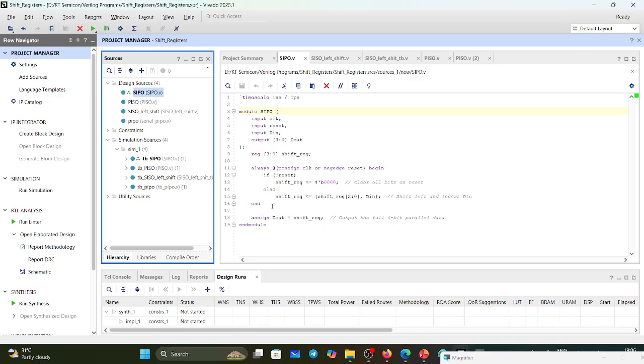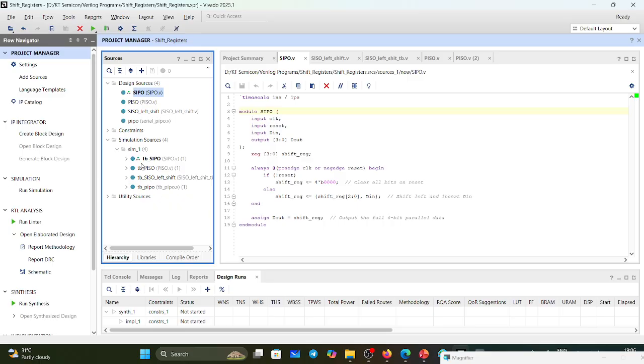After that, you need to use a continuous assignment statement, assign. So where you are getting the parallel out: you are inserting the data serially, and 4 bits of data you are taking out. The data is available at the shift_register, as I told you. This 4-bit data is assigned to d_out, and endmodule.